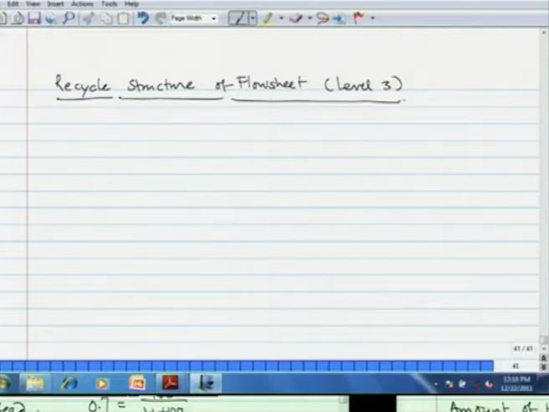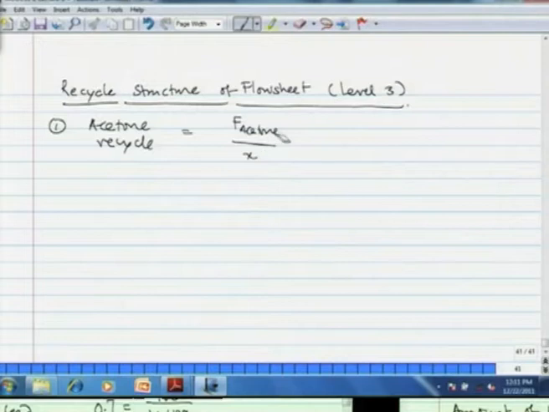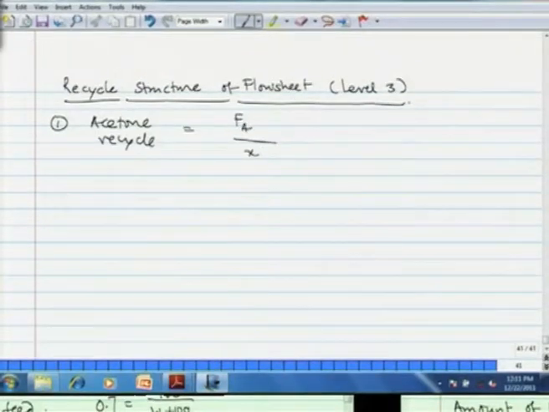Now, here again we have to do the material balance. There are two recycle streams, as I mentioned to you before, the acetone recycle and acetic acid recycle. So, we first see the acetone recycle. The total feed rate of acetone to this process will be F acetone, the F acetic anhydride by X, and then the unconverted fraction. So 19.06 divided by 0.1 into 0.9.